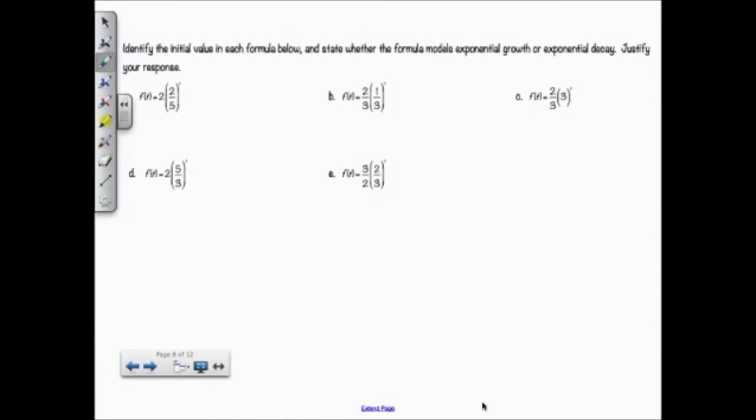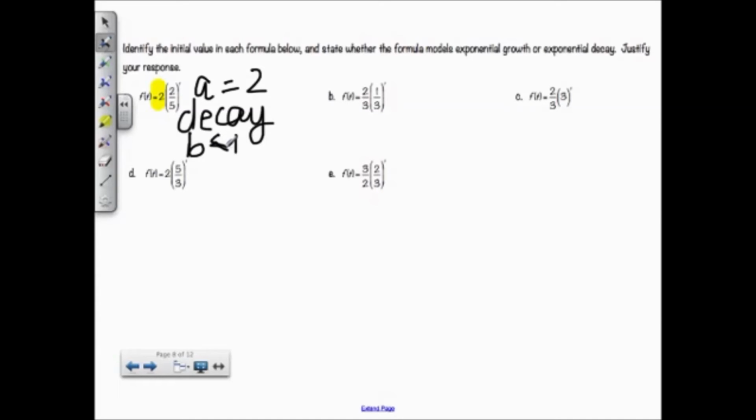Identify the initial value in each formula below and state whether the formula models exponential growth or exponential decay. Justify your response. So in question A, our initial value, our starting amount, is going to be this 2 right here, because that's the A value, it's your starting amount. So we're going to say that A is 2. And then I have to look at the B value. Now, is the B value greater than 1 or less than 1? If it's 2/5, it's less than 1, so that means that it's going to be exponential decay. And then our reasoning for it is that B is less than 1.